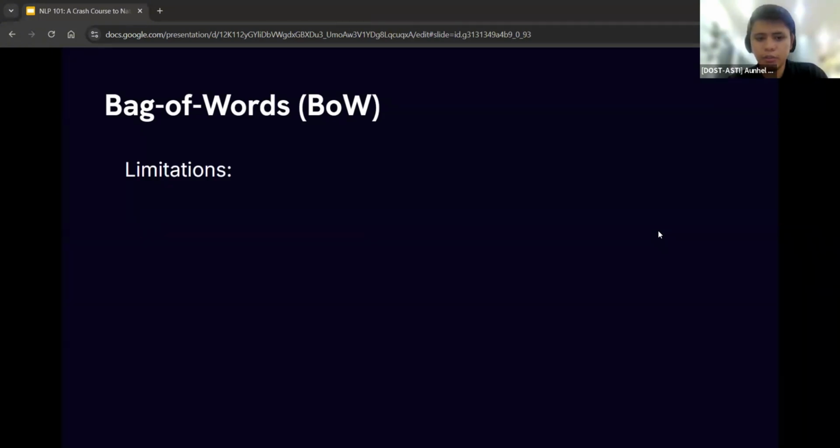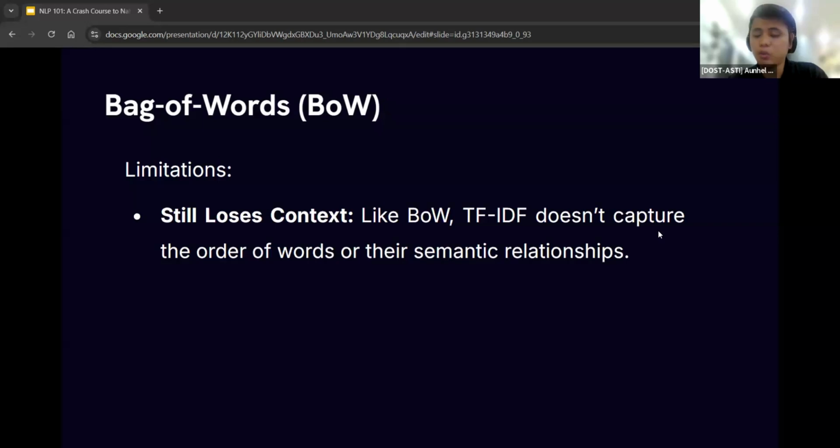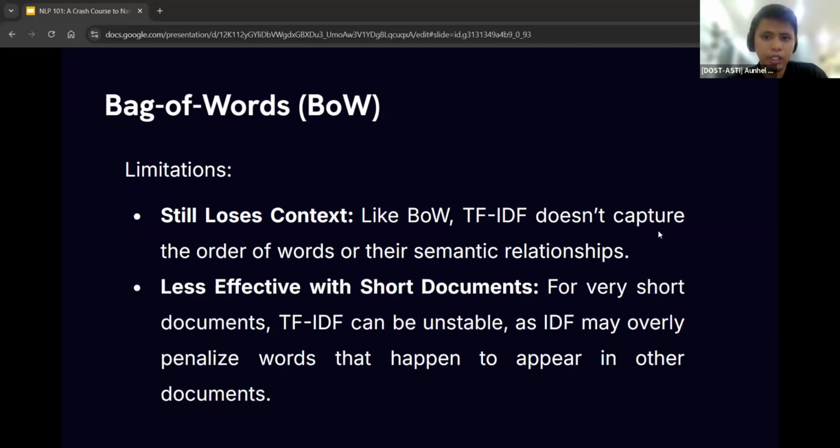TF-IDF has its own limitations as well. It still loses context. It still doesn't capture the order of words or the semantic relationships within the document. So context is still not retained, and it is less effective with shorter documents. TF-IDF can be very unstable when using very short documents.